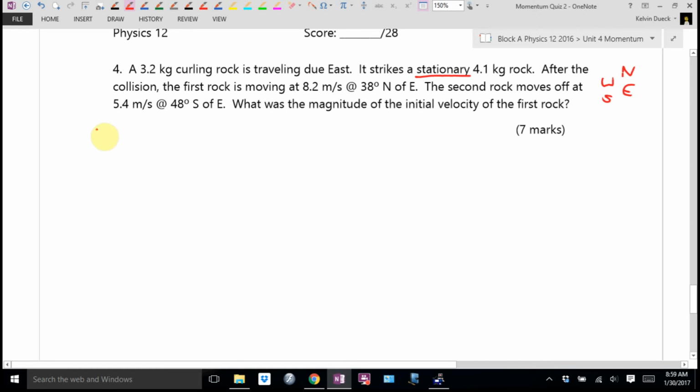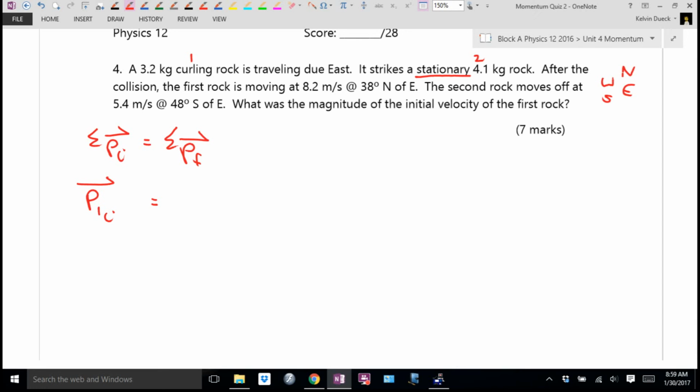Okay, there's a collision. The sum of all the momentum before the collision equals the sum of all the momentum after the collision. I'm going to call this rock 1. I'll call this rock 2. Before the collision, I think all we have is rock 1 moving. I think. It strikes, wham! They collide, a stationary 4.1 kilogram rock. After the collision, the first rock is moving at 8, okay. The first rock is moving 38 degrees north of east. North of what? North of east. North of what? Go east.